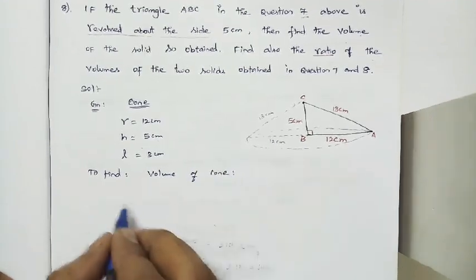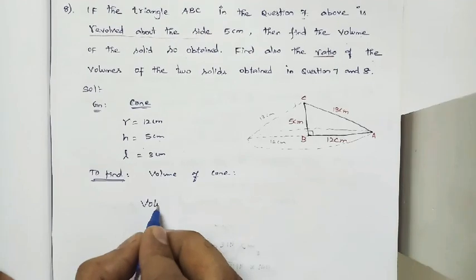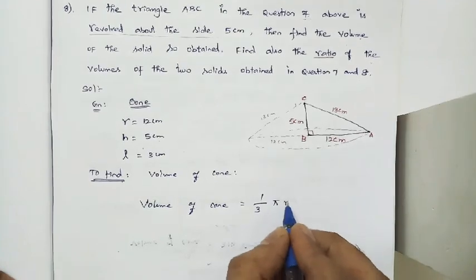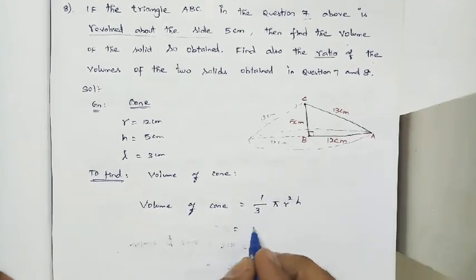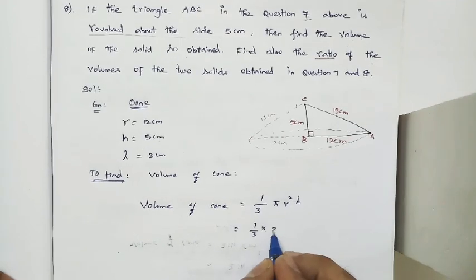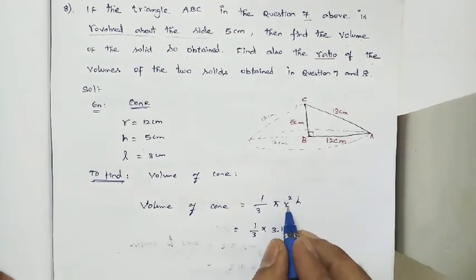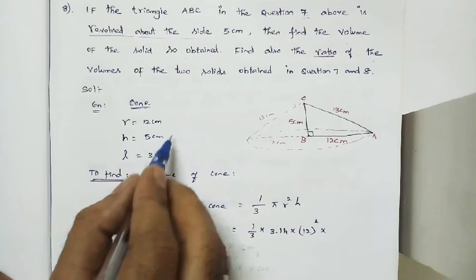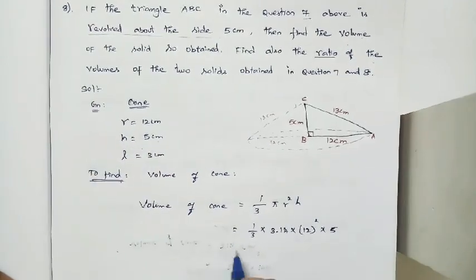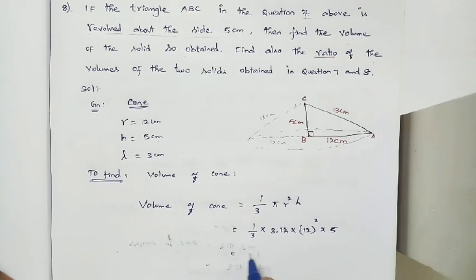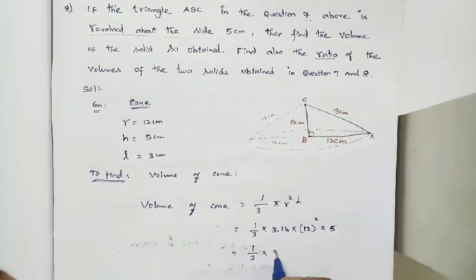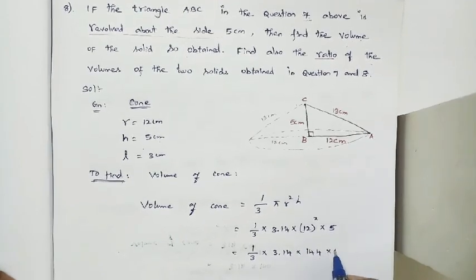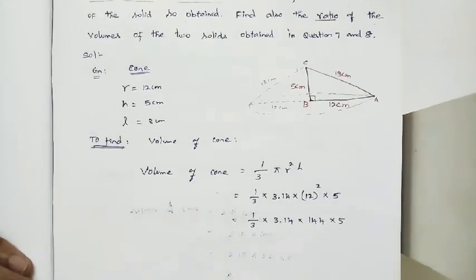First we'll find the volume of cone. What is the formula for the volume of cone? Volume of cone is equal to 1 by 3 pi r square h. So 1 by 3 into, what is the value of pi? 3.14 into, what is the value of r? R is equal to 12, so 12 square, into h. What is the value of h? 5 centimeter. First just apply the square, then we can simplify. So 1 by 3 into 3.14 into 12 square, that is 144, into 5. Is it possible to simplify? Yes, both are multiples of 3.